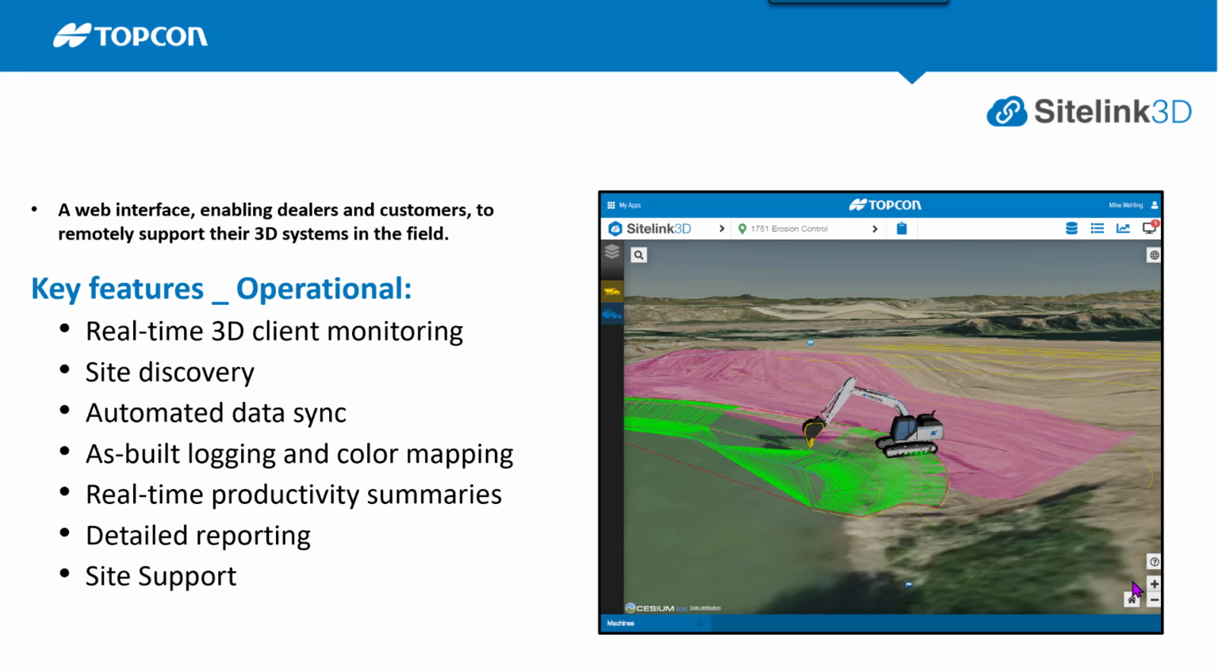So some of the key features: basically your 3D client monitoring, site discovery. The machines just pull up on a site and they know what site they're on. We can sync data back and forth automatically. As-built is a big thing where you can basically run over the site and do an as-built logging. We can do real-time product summaries of what the machines have done for that day, that week, so forth, and you can do that in detailed reporting.